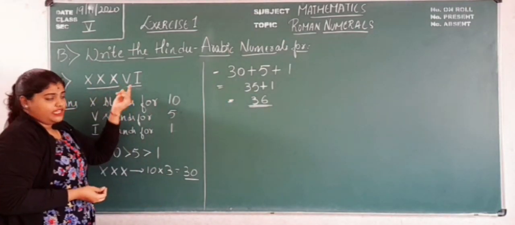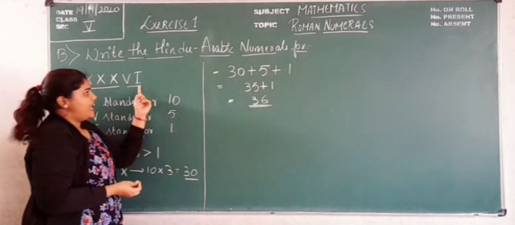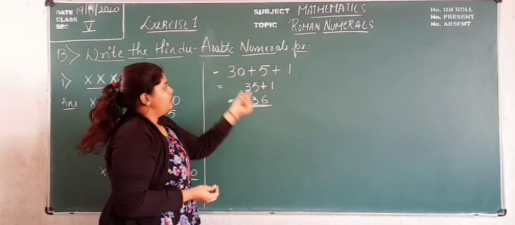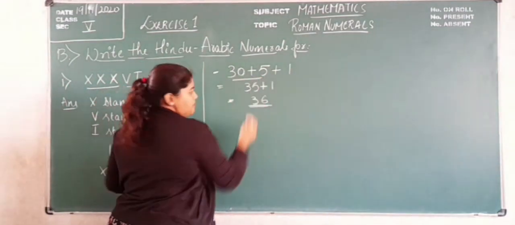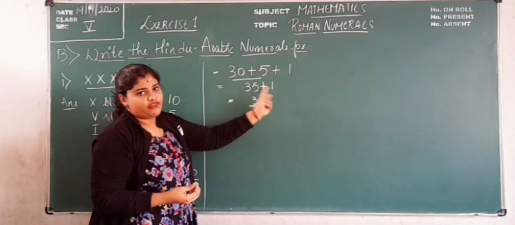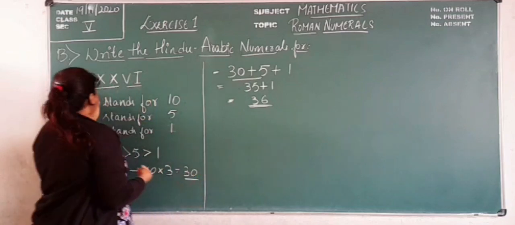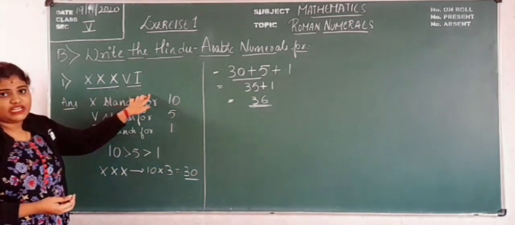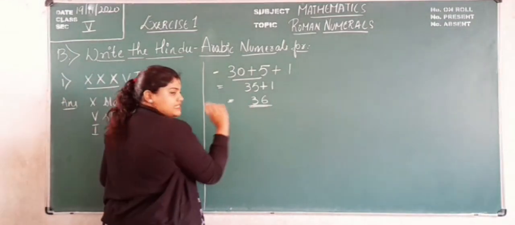Then plus v is 5, so 5. Then I means 1, so plus 1. We have added 30 plus 5, which is 35. Then plus 1, so 35 plus 1 is 36. So XXXVI stands for 36. So the answer is 36.